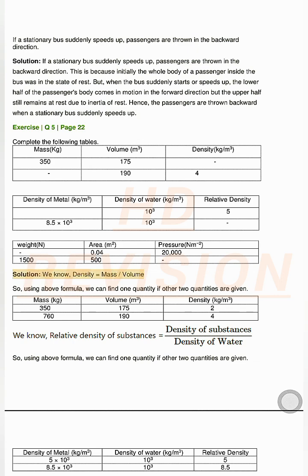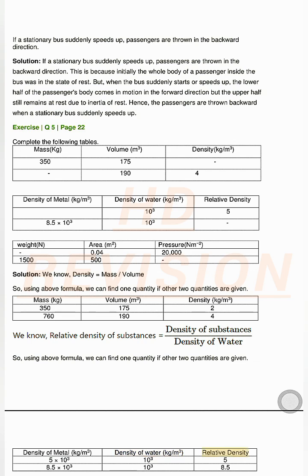Solution. We know, density equals mass per volume. So, using above formula, we can find one quantity if other two quantities are given. Mass kilogram, volume m3, density kilogram per meter 3. 350, 175, 2. 760. 190. 4. Density of metal kilogram per meter 3. Density of water kilogram per meter 3.